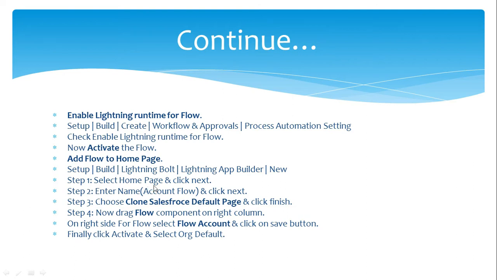Step 1. Select home page and click next. Step 2. Enter the name, account flow, and click next. Choose Clone Salesforce default page and click finish. Now drag the flow component onto the right column. On the right side for flow, select flow account and click on the save button. Finally click activate and select org default.